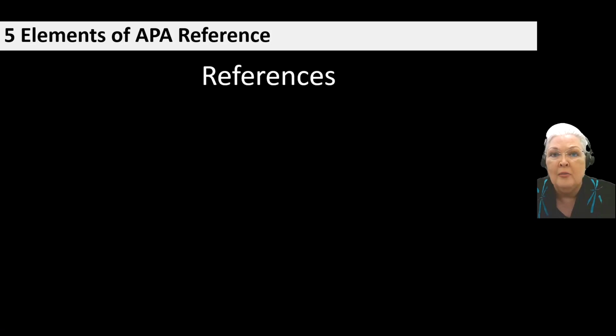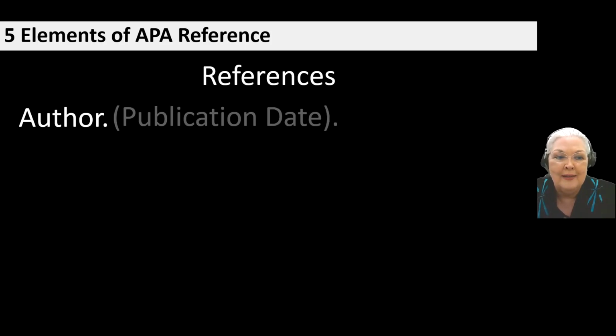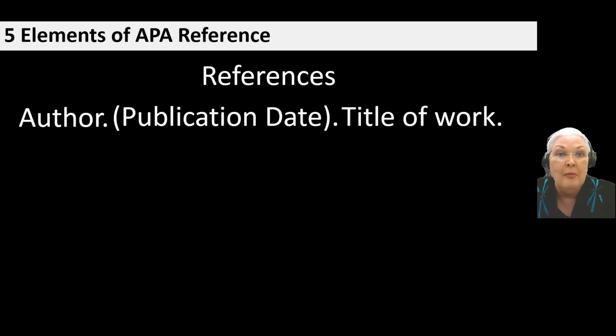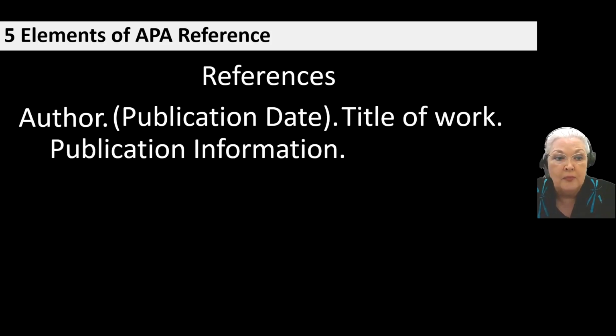Now, there are 5 elements in an APA reference. This kind of breaks it down for you, makes it a little bit easier to know what to put in what space. So the first element is the author. The next is the date of publication. That's going to be the year, and maybe a month and day as well. Then the title of the work. That could be something like a book title or an article in a journal.